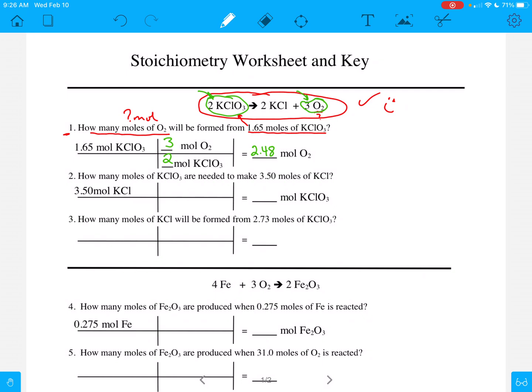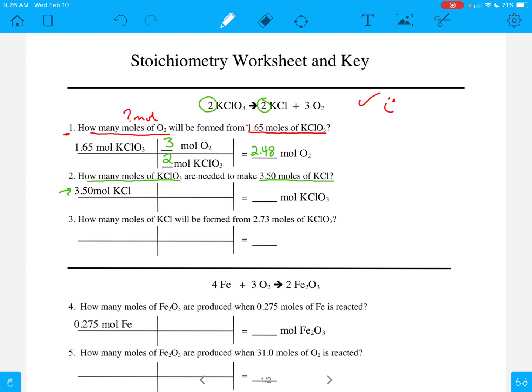Okay, the next one down. How many moles of KClO3 are needed to make 3.50 moles of KCl? So I'm starting with the 3.5 moles of KCl, and I'm again going to be using a mole ratio. What's the relationship between KClO3 and KCl? Well, that mole ratio is a 2 to 2.